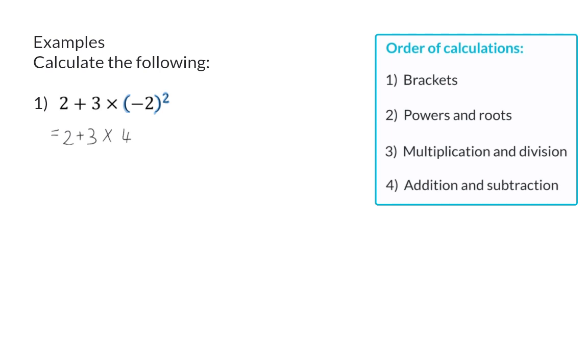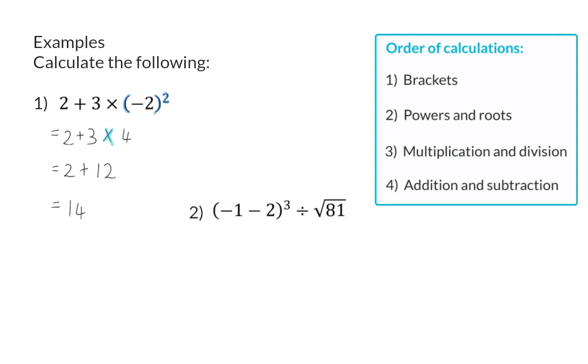Now we are left with addition and multiplication, so multiplication will be our next step. So this time the 2 stays just like that, and 3 times 4 is 12. Finally, I can add by saying 2 plus 12 is 14.